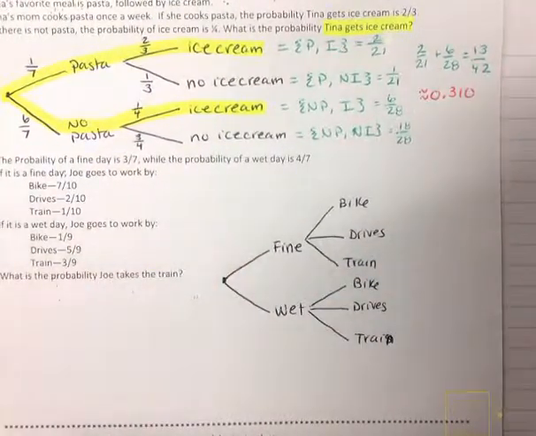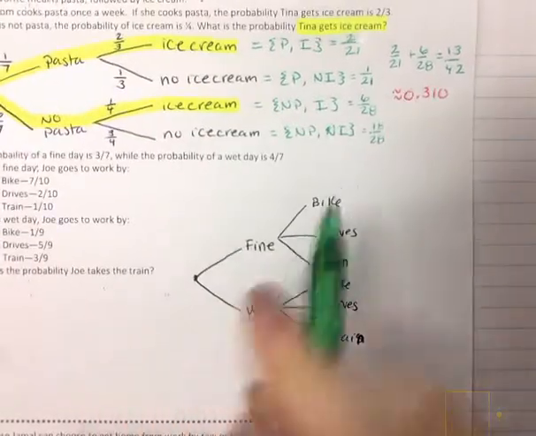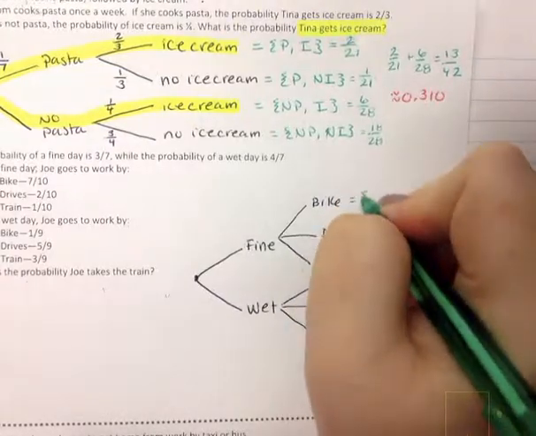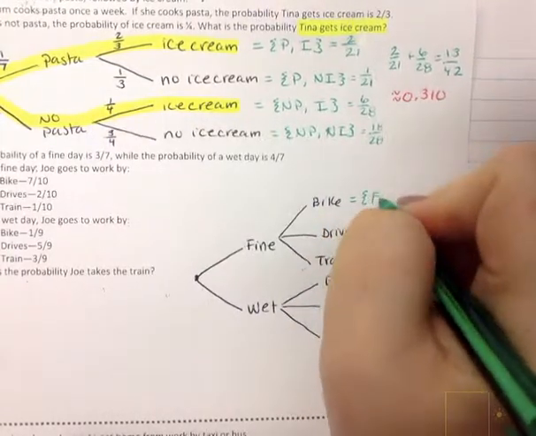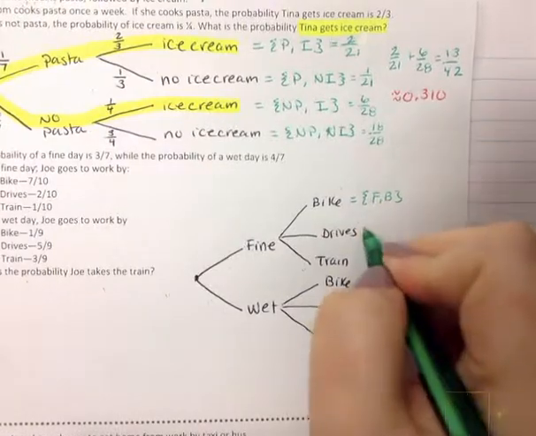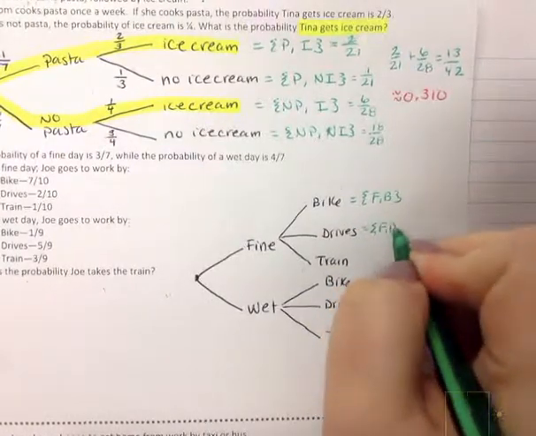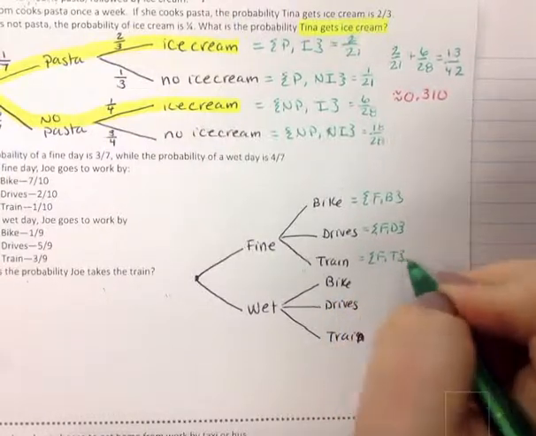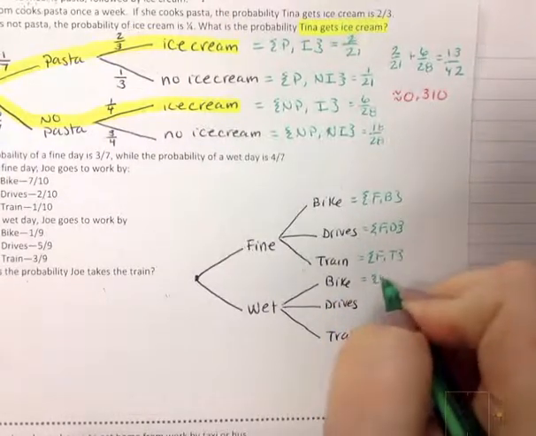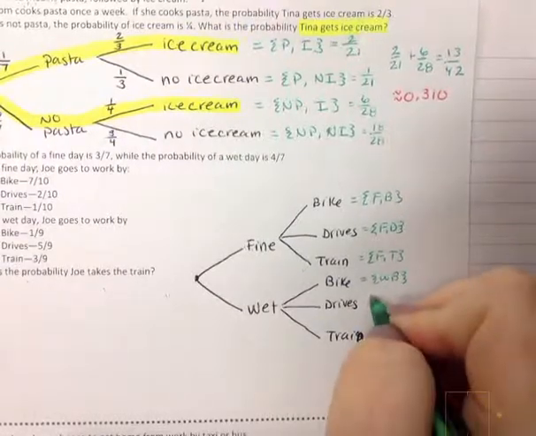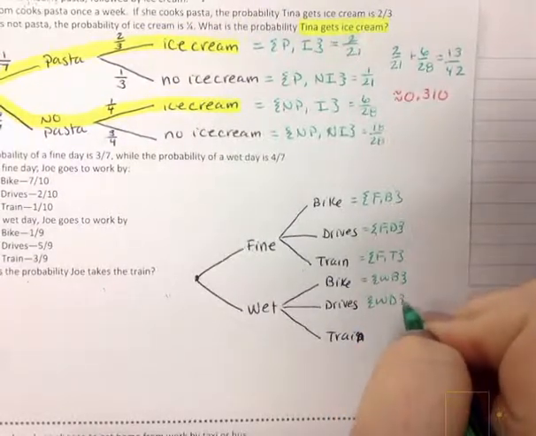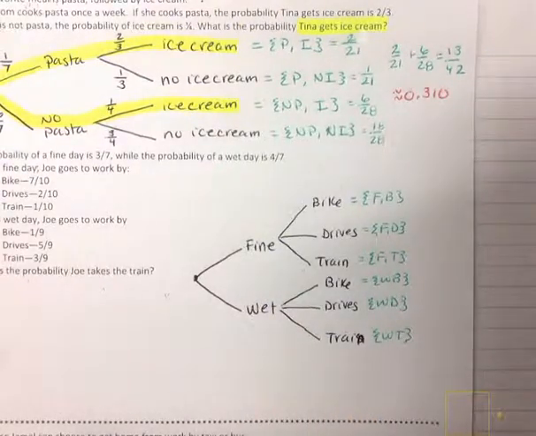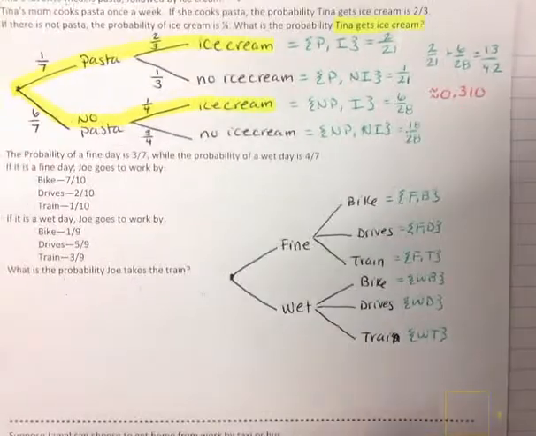So again, we can still do our sets. I'll use F and W for fine and wet, B, D, and T. So for this one, we'd have FB, then FD, then FT. Next one, we'd have WB, then WD, and then WT. So those are all of our sets. So now let's go put our numbers in.